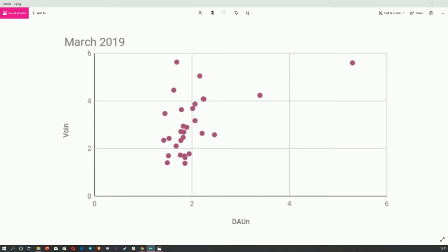So something happened in March. Not quite sure what it is yet. I'll have to go back and do some research, but it's kind of interesting to see this pattern. And this is the reason I chose this scatter graph, because it shows quite clearly this sort of trend.